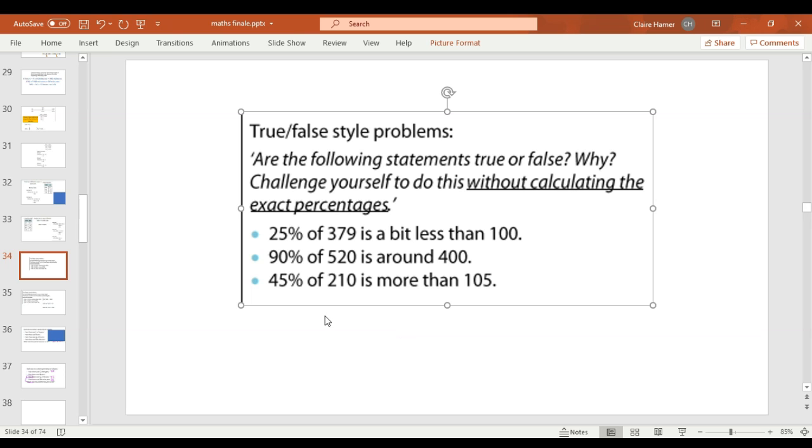Okay, so I'm thinking that 45% of 210 is not going to be more than 105, and I think that's false. Because I know that 50% of 210 is 105. And if 50% is 105, 40% is lower. So I'm thinking it's got to be less. It's got to be less than halfway because you haven't got that much. That's my reasoning for that problem. 45% is less than half. So you'll definitely have less than 105. See if you can do the other two. Pause the video and have a go.